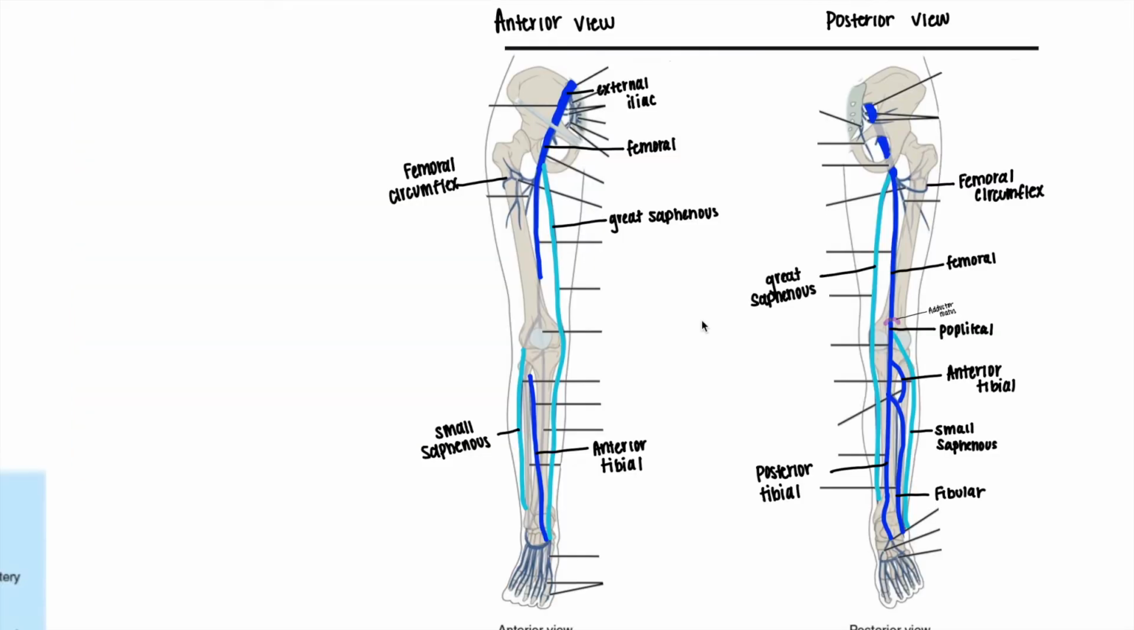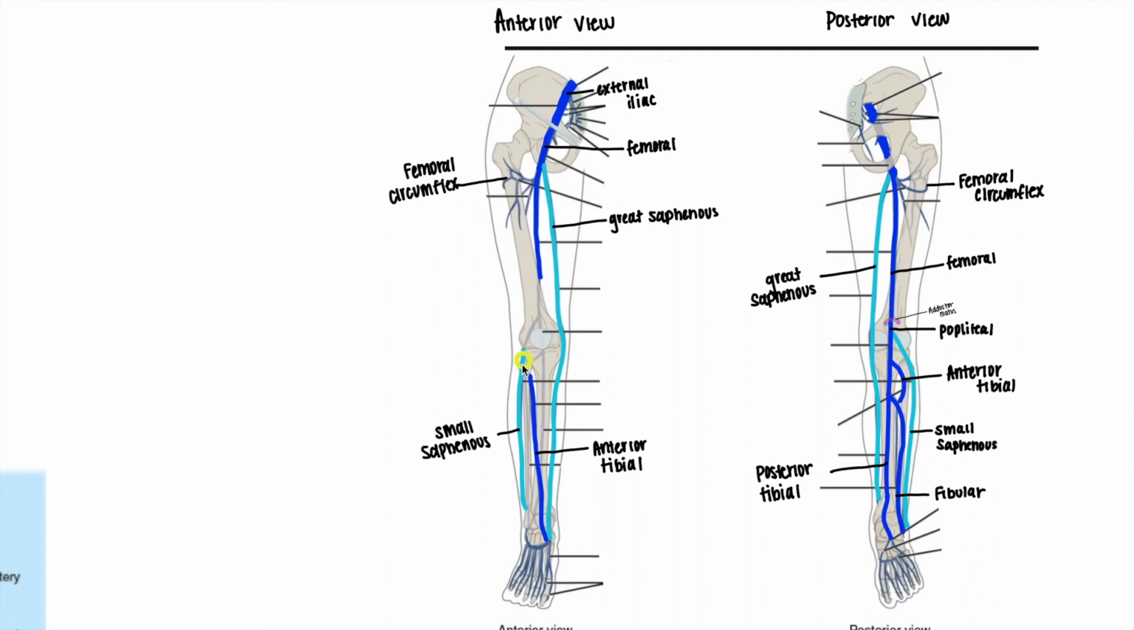Let's take a look at the venous drainage of the lower extremity. It can be divided into superficial drainage, outlined here in light blue, and deep drainage, outlined here in dark blue. The great saphenous vein, seen here medially, drains the superficial dorsal foot as well as the medial superficial compartment of the leg, and it drains into the femoral vein here.